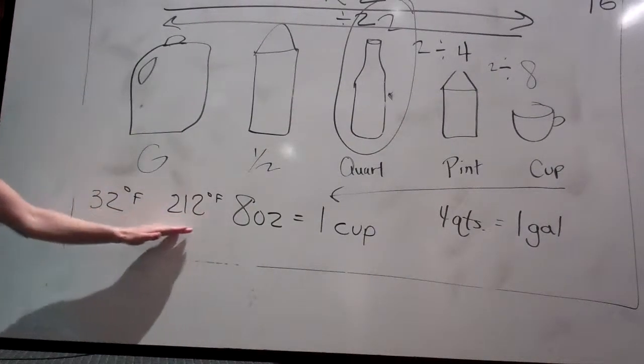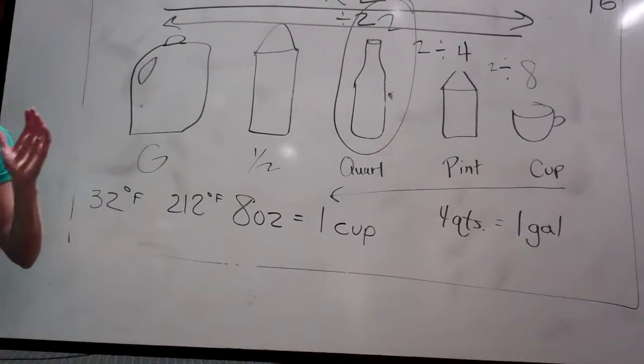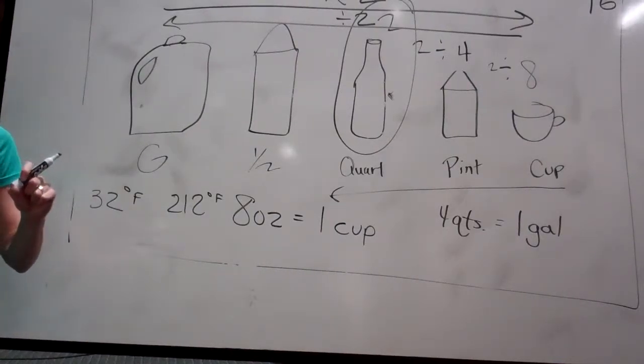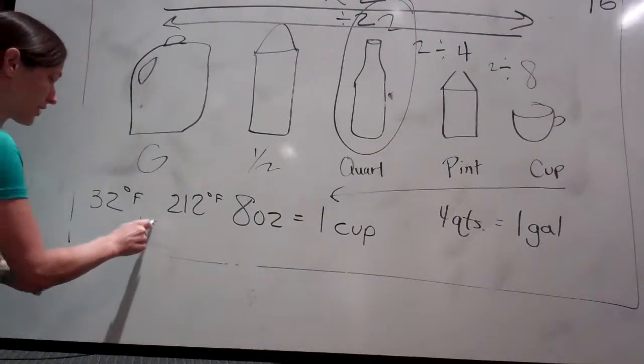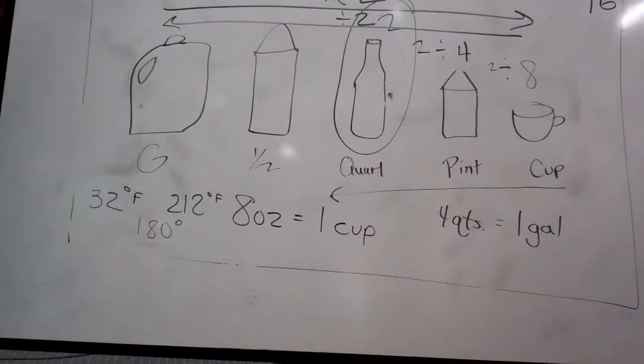What is the difference? One's hot, one's cold. No, what's the difference in math? Difference means subtraction. So what would the answer be here? 180 degrees. 180 degrees. Very good. So there's 180 degrees in between freezing and boiling. Okay? That's lesson 16.